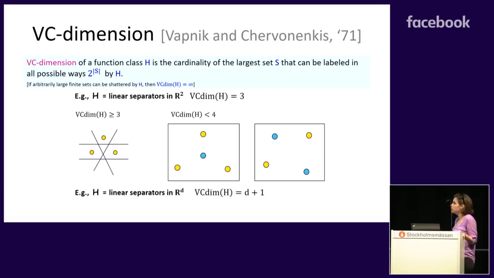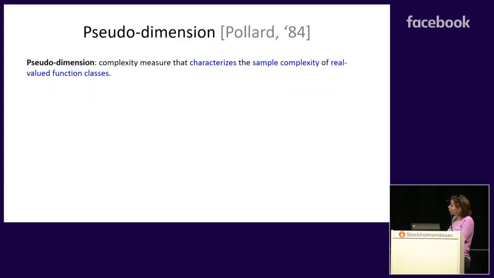And more generally, you can show that the VC dimension of linear separators in R^d is d plus 1. Okay, these are just examples to remind you what VC dimension is. Now, for our case, our functions are not binary valued functions. They're actually real valued functions. So we need a measure of complexity that is tailored to real valued functions. The measure of complexity that we're going to talk about in this tutorial is the so-called pseudo-dimension of a class of functions, which is really just the natural extension of VC dimension to the case of real valued functions.